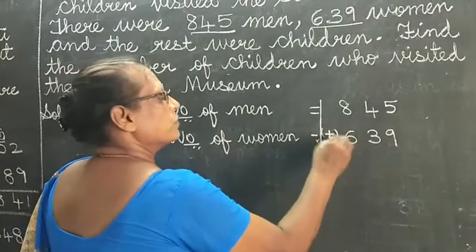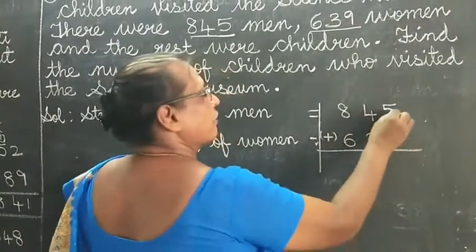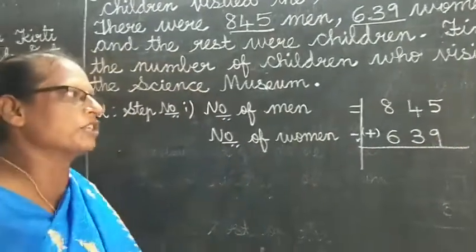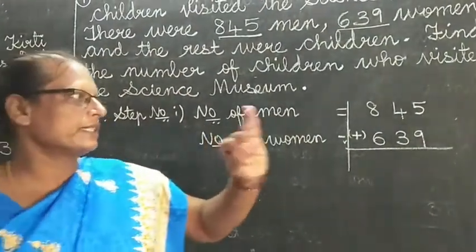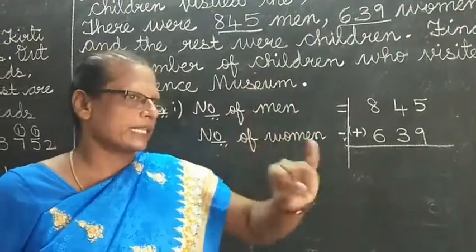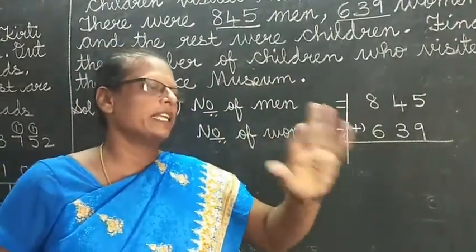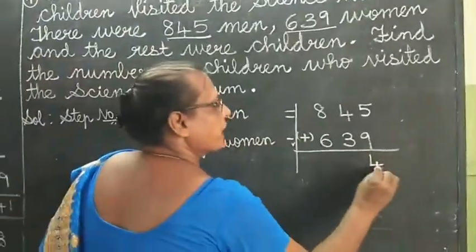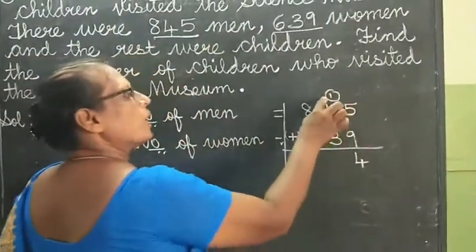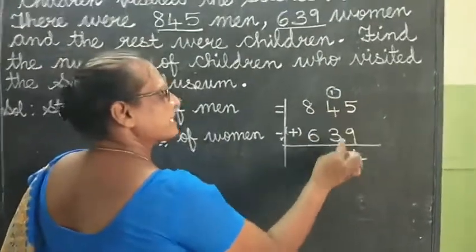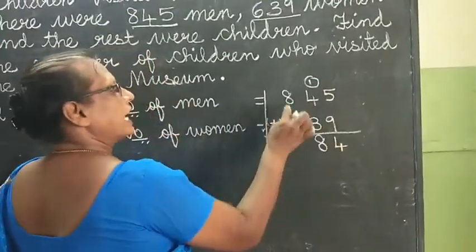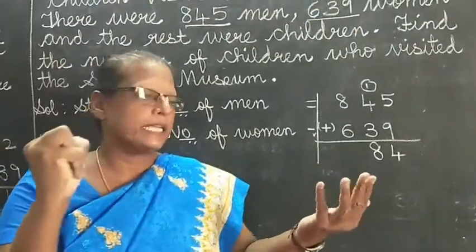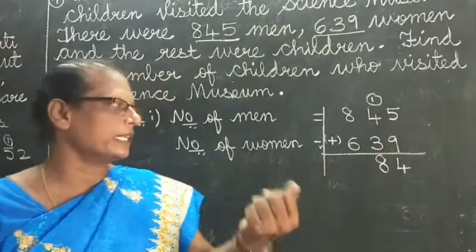So if we add, what's the number we see? 5 plus 9, 5 in the mind, 9 on the fingers. What answer will come, children? After 5, 6, 7, 8, 9, 10, 11, 12, 13, 14. So 14. 4 and carry over 1 here. So 1 plus 4, 5. 5 plus 3, 8. And 8 plus 6, 8 in the mind, 6 on the fingers. After 8, 9, 10, 11, 12, 13, 14.